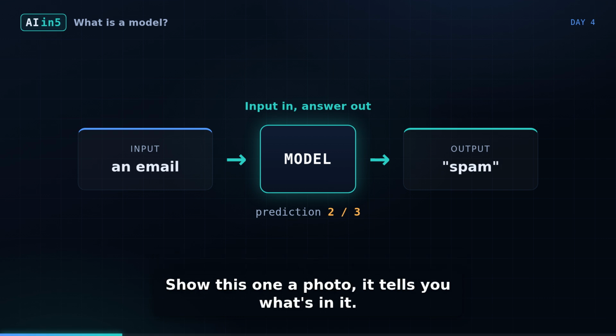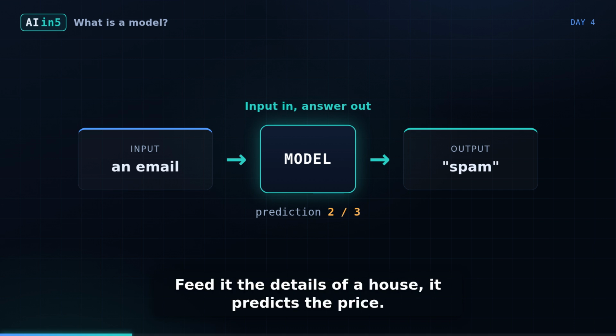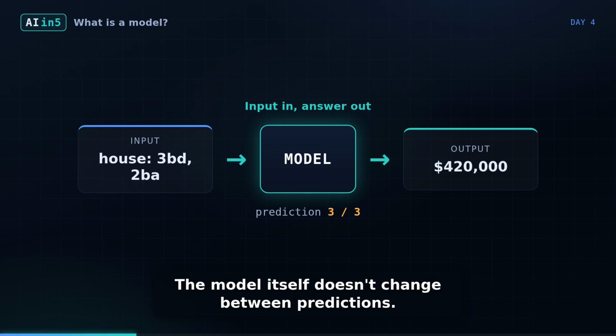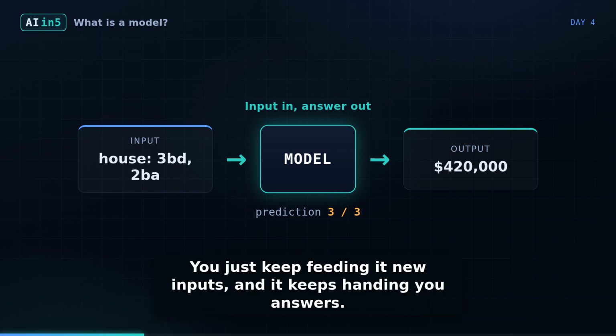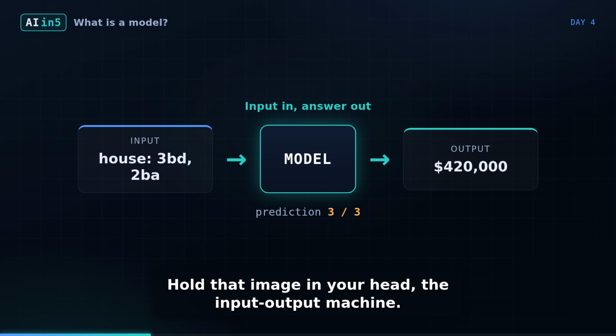Show this one a photo, it tells you what's in it. Show it an email, it tells you if it's spam. Feed it the details of a house, it predicts the price. The model itself doesn't change between predictions. It's a fixed, trained thing. You just keep feeding it new inputs, and it keeps handing you answers. Hold that image in your head, the input-output machine.